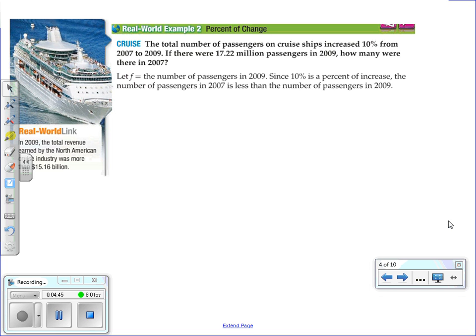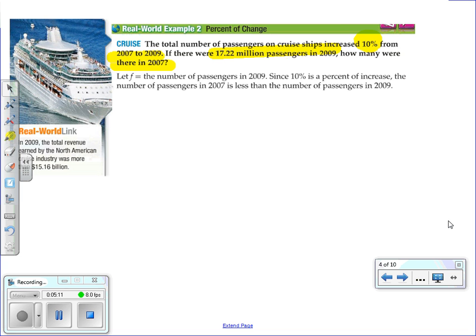Oh, we're going on a cruise. No, we're not going on a cruise. But this problem tells us the total number of passengers on cruise ships increased 10%. I'm going to remember that, I'll need that, between 2007 and 2009. There were 17.2 million passengers in 2009. How many were there in 2007?